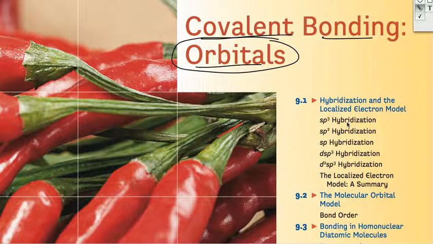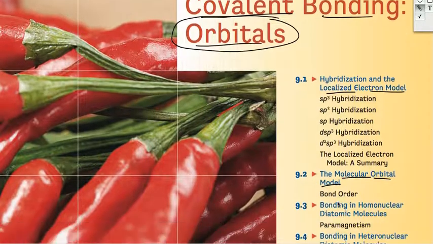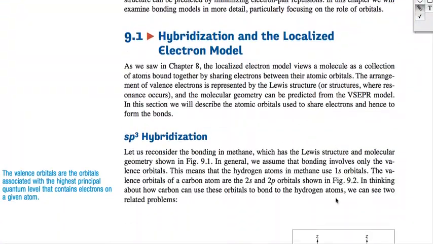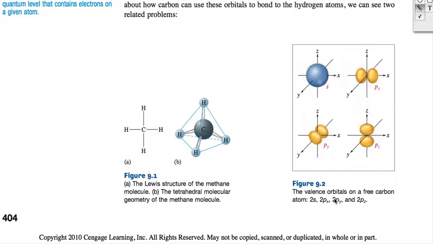So we're going to be looking at two different models: the localized electron model and the delocalized or molecular orbital model. Okay? Let me give you a quick example as we look at one particular molecule. We're looking at a molecule of methane.